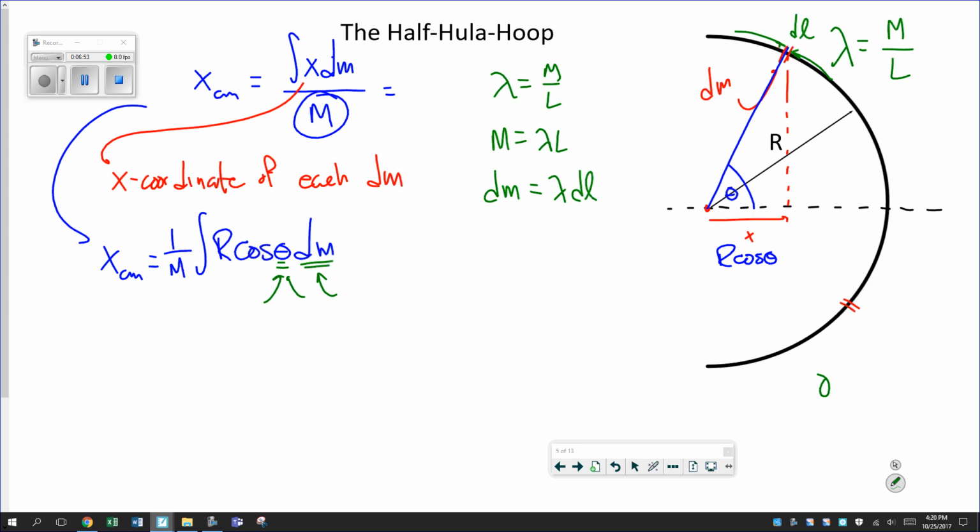So, now we can write this as r, 1 over m, r cos theta, lambda dl, but we still have a variable and are integrating with respect to a different variable, not good yet. So what can we do with dl? Well, let's notice that here's a dl. This dl, for you geometry types, is actually a tiny little arc length, what we call ds.